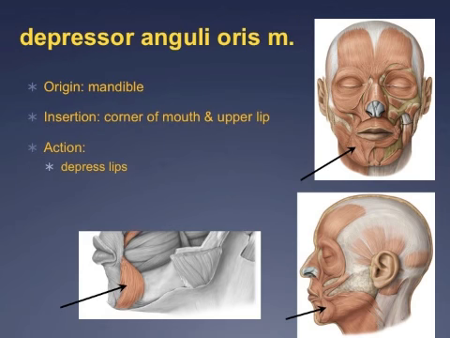The second muscle that will depress the lower lip, specifically the corners of the mouth, is the depressor anguli oris muscle. This muscle also begins on the mandible. Note that it is superficial to depressor labii inferioris, and that this muscle inserts into the corner of the mouth.